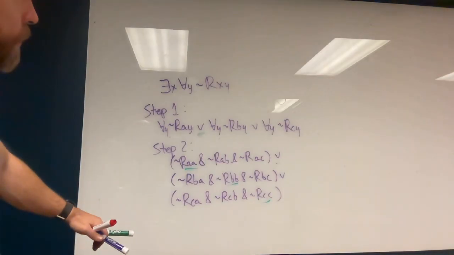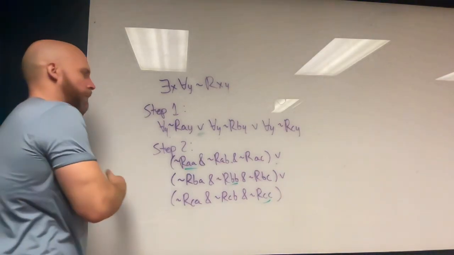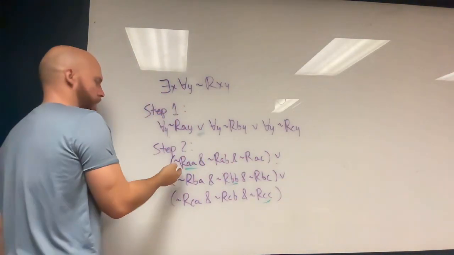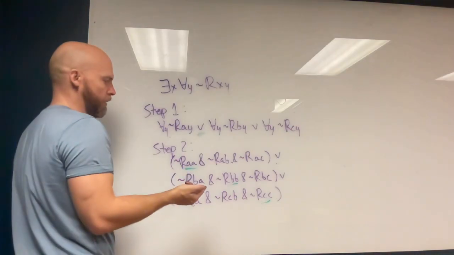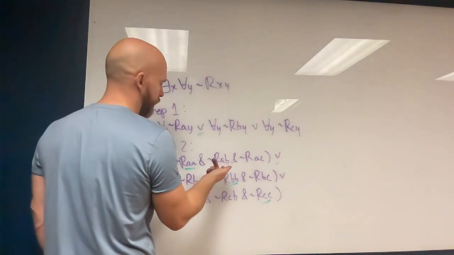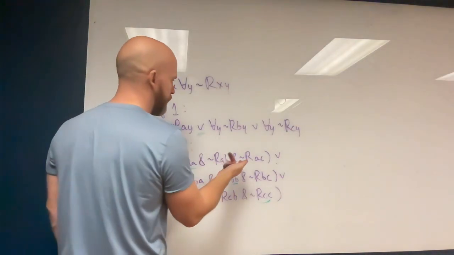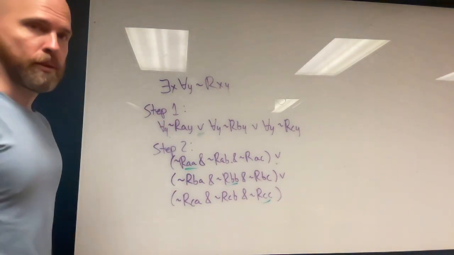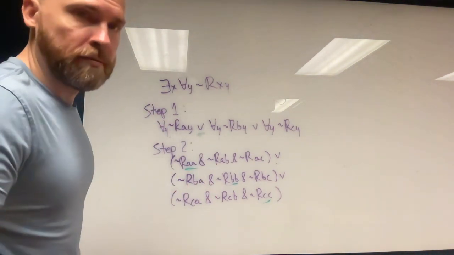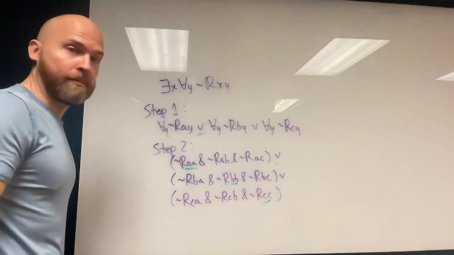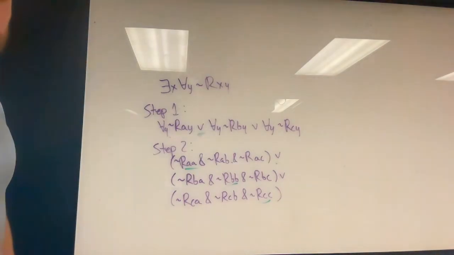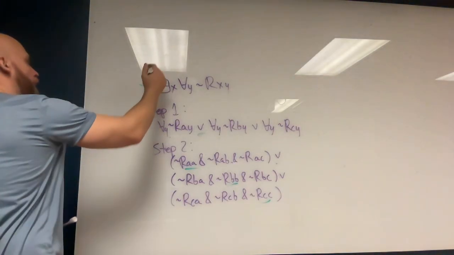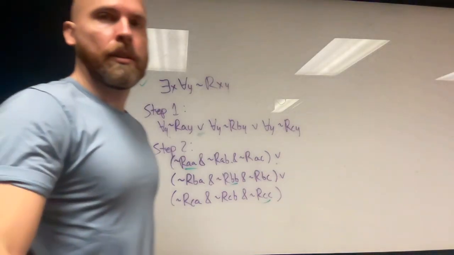Is it the case that any one of these disjunctions is true? Is it the case that A is not related to itself? Is it the case that A is not related to B? And is it the case that A is not related to C? Well, yeah, absolutely, because nothing's related to A. So we just needed one disjunct for this to be true. So this expression is true.